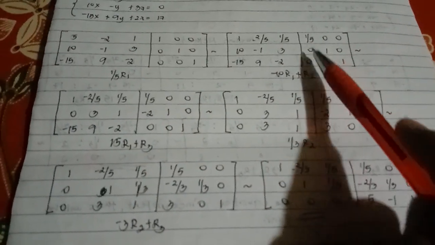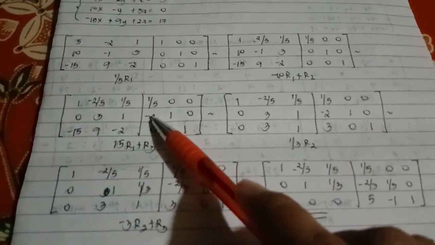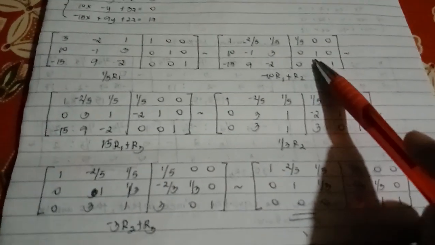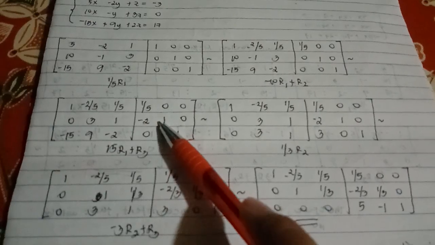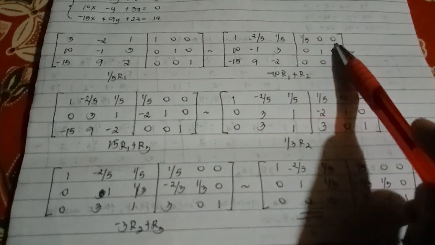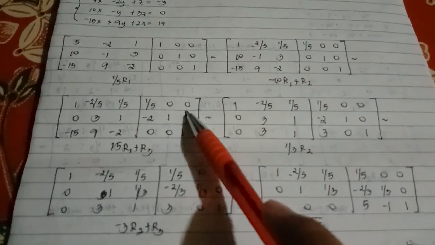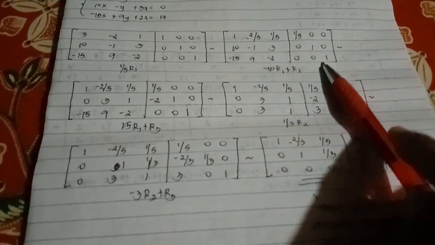-10 times 1/5 plus 0 is equal to -2. -10 times 0 plus 1 is equal to 1. -10 times 0 plus 0 is equal to 0. So copy the first column and then the third column.